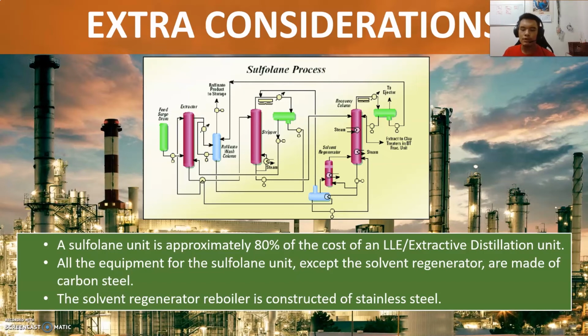The solvent regenerator reboiler is constructed of stainless steel. So every equipment is constructed using carbon steel except for the regenerator, which is constructed using stainless steel. Maybe the reason is to avoid any possible corrosion effect that it may possibly have due to it being a solvent acquirer or handler.